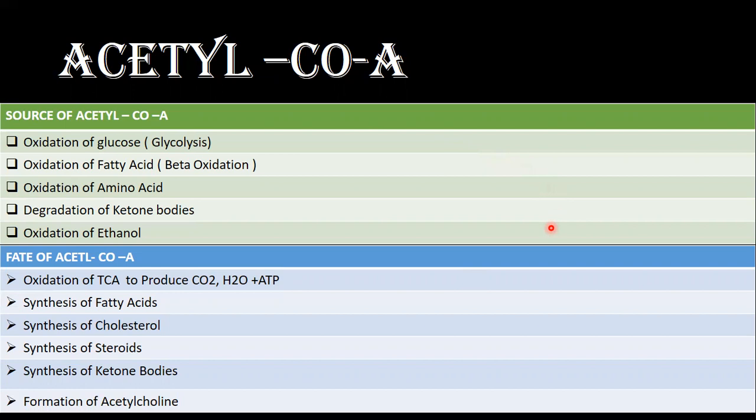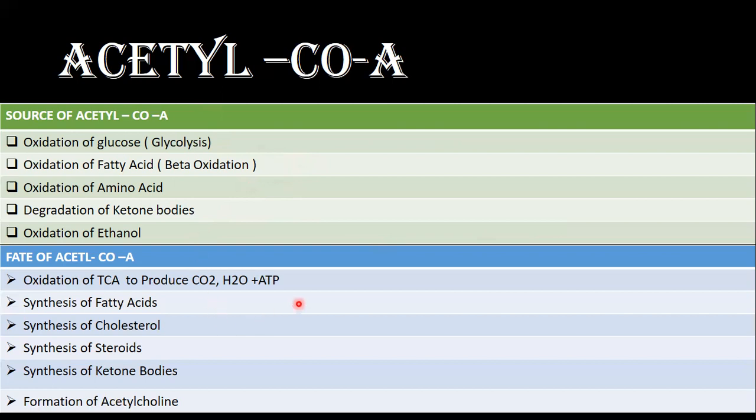So the complete reaction which you can write is fatty acid plus ATP plus coenzyme A, in the presence of the enzyme known as acetyl-CoA synthetase, producing acetyl-CoA plus inorganic phosphate and AMP. This we need to remember, the basic thing about acetyl-CoA. Then its sources are very easy: oxidation of glucose via glycolysis, oxidation of fatty acid by beta oxidation, oxidation of amino acid, degradation of ketone bodies, and oxidation of ethanol. Sources you need to know about acetyl-CoA.